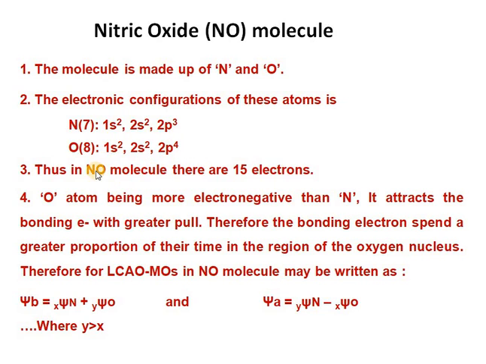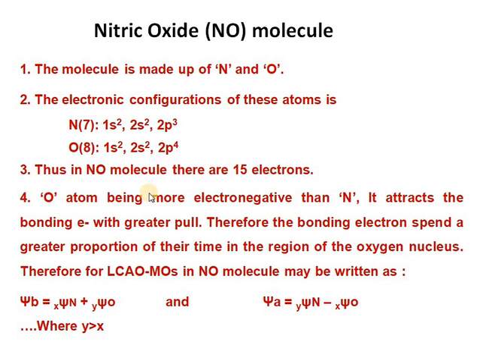In the nitric oxide molecule, a total of 15 electrons come from nitrogen and oxygen, having 7 and 8, and they combine to give the nitric oxide molecule. Among nitrogen and oxygen, oxygen is more electronegative than nitrogen.